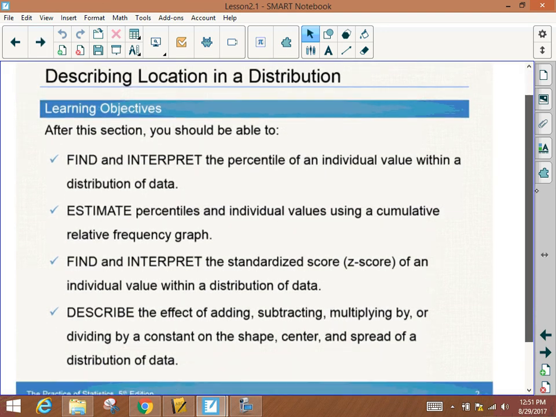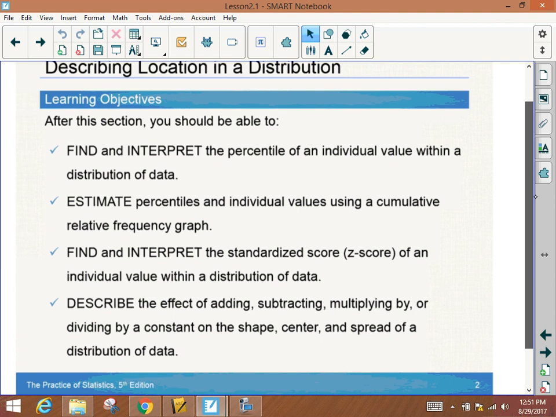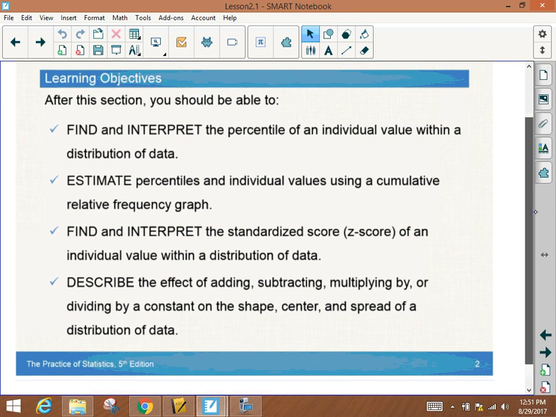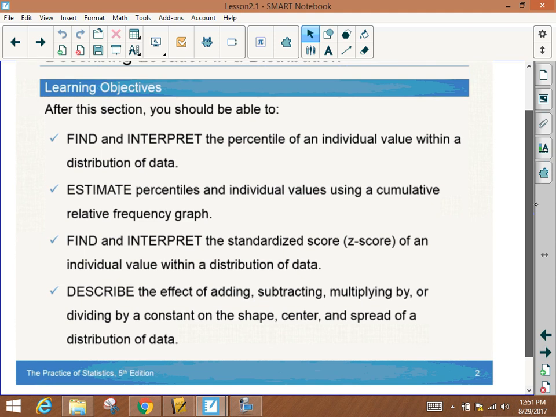Here are our objectives. We're also going to talk about what happens when we transform the data within our distribution, when we add some sort of constant, or when we multiply by some sort of constant within this data set. How does that affect our mean, in other words our measure of center, or our shape, and even our measures of spread, IQR or standard deviation?